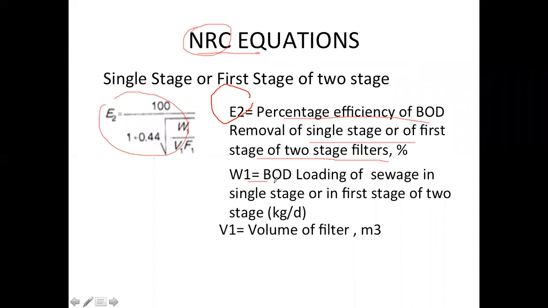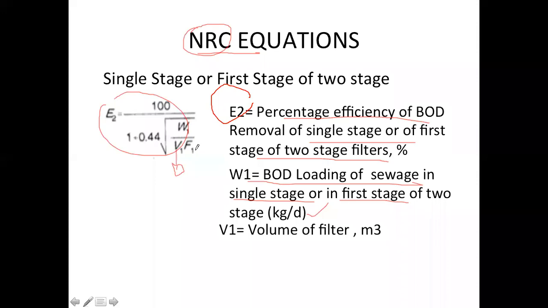W1 is the BOD loading of sewage or wastewater in single stage or in first stage, in kg per day. That will be the unit of BOD loading here. You must remember this unit. See, W1 will be in kg per day, and V1 is the volume of filter in cubic meter. So from this equation, we will find out the V1 while designing the trickling filter.